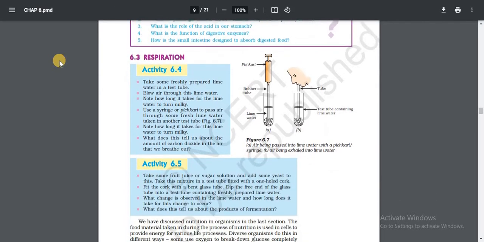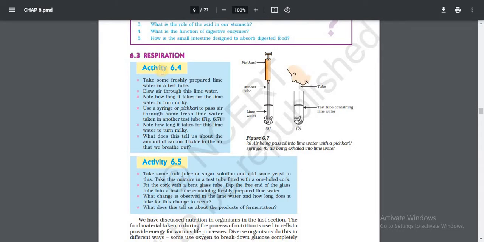6.3 Respiration. Activity 6.4. Take some freshly prepared lime water in a test tube. Blow air through this lime water. Note how long it takes for the lime water to turn milky.